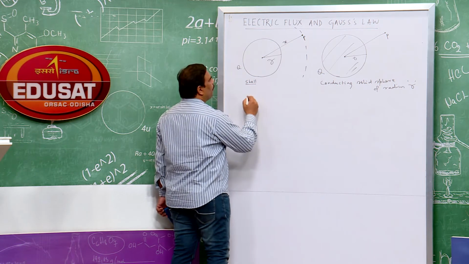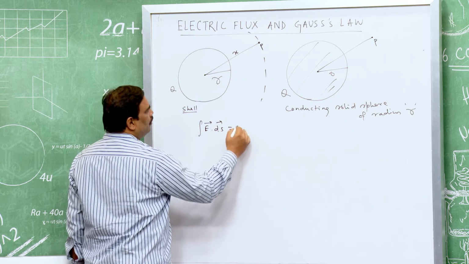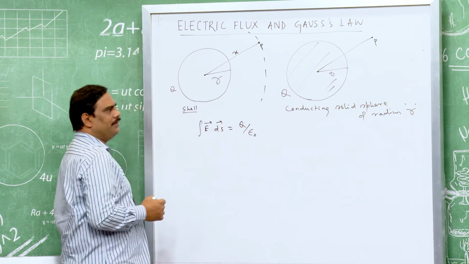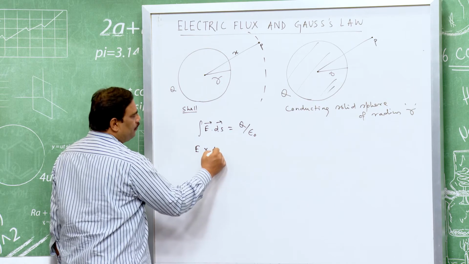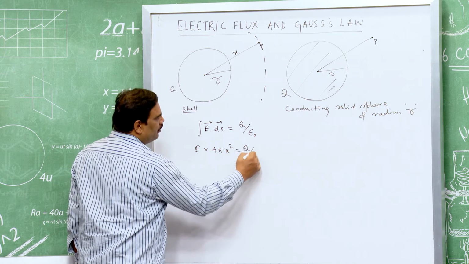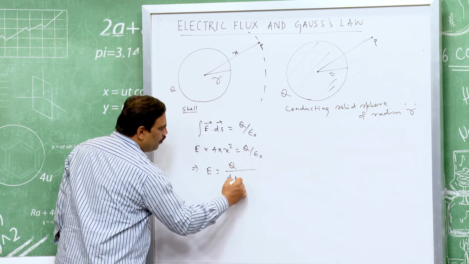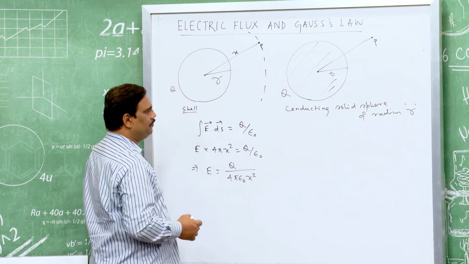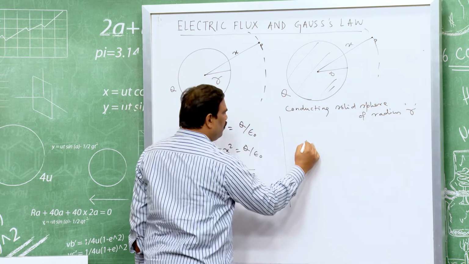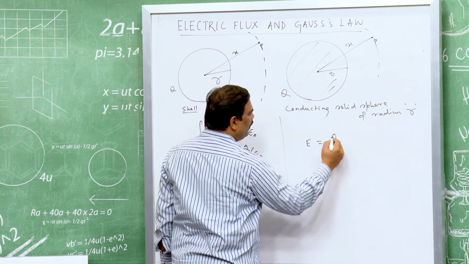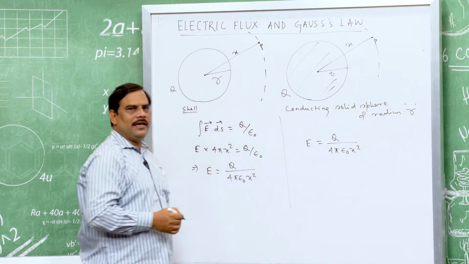What do I get? I get the integration of E dot ds equal to the entire charge q enclosed divided by epsilon 0. So, E integration ds will be 4 pi x square equal to q by epsilon naught, and I get E equal to q divided by 4 pi epsilon 0 x square. Similarly, in case of a solid sphere also, we can find that your electric field will be q divided by 4 pi epsilon 0 x square at an external point.